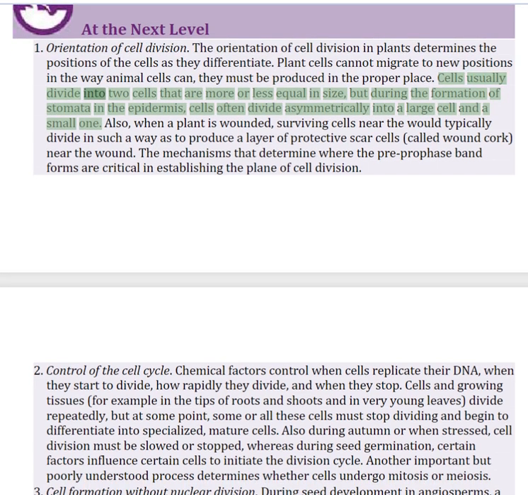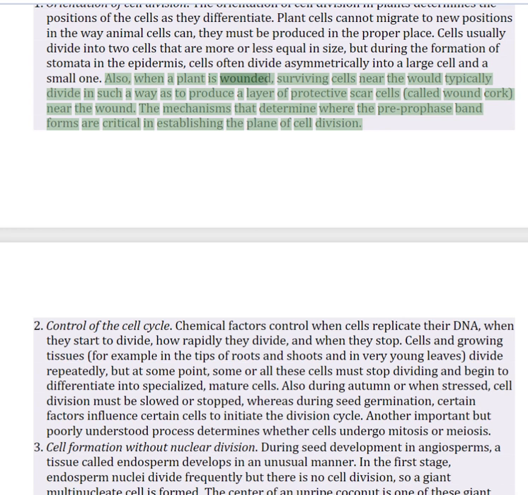Cells usually divide into two cells that are more or less equal in size, but during the formation of stomata in the epidermis, cells often divide asymmetrically into a large cell and a small one. Also, when a plant is wounded, surviving cells near the wound typically divide in such a way as to produce a layer of protective scar cells near the wound. The mechanisms that determine where the pre-prophase band forms are critical in establishing the plane of cell division.